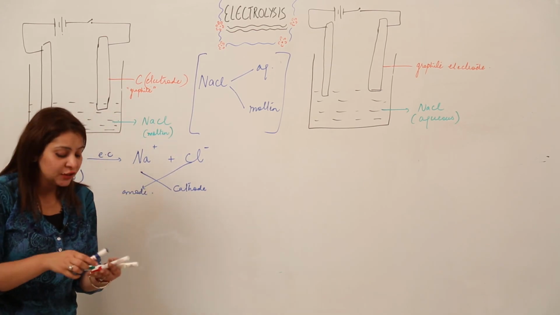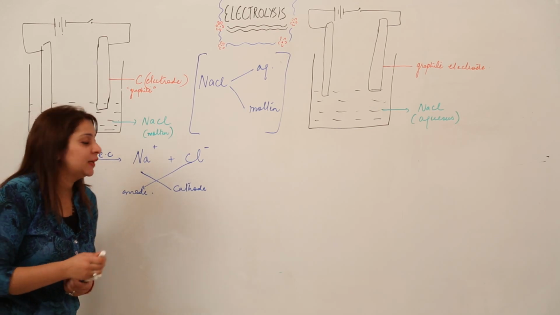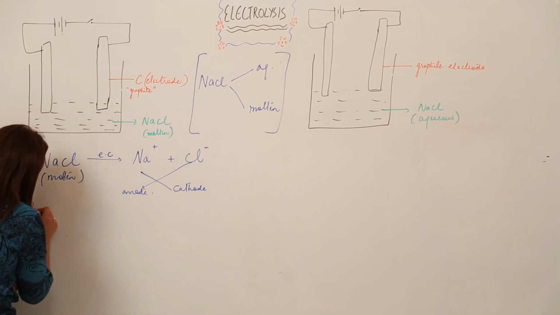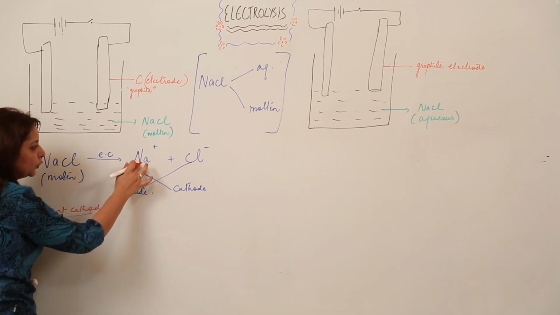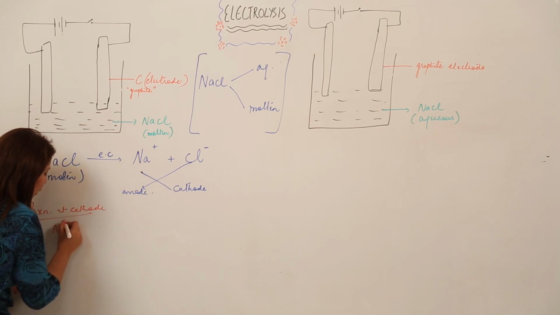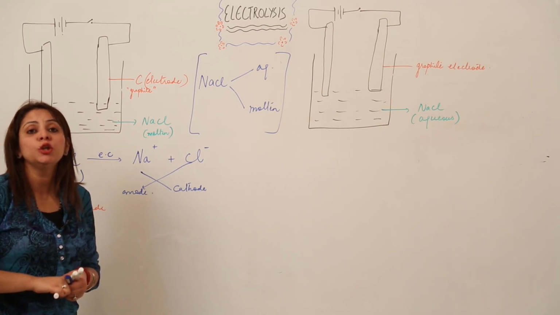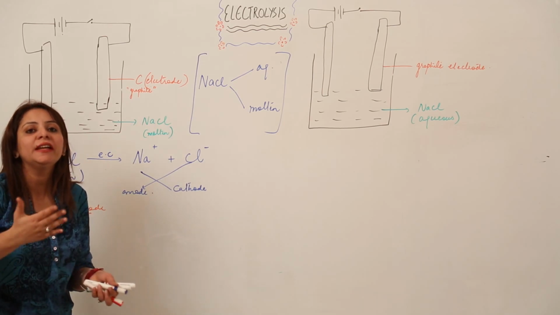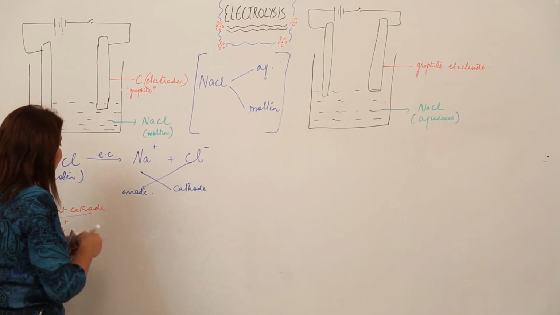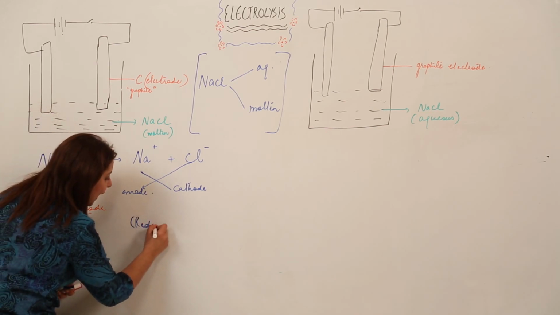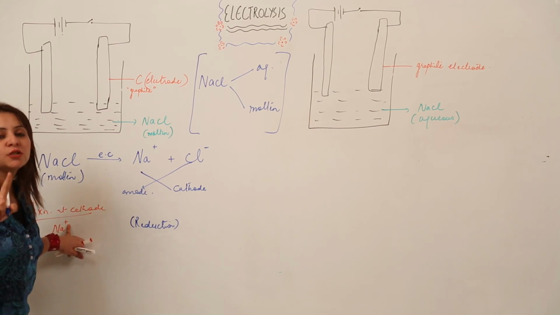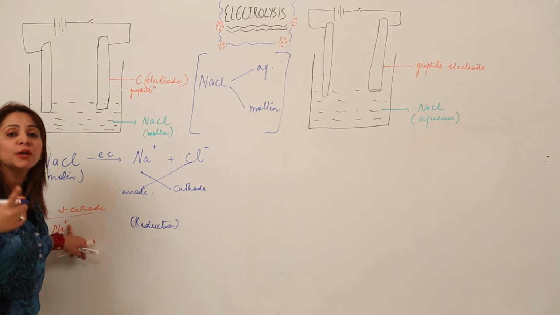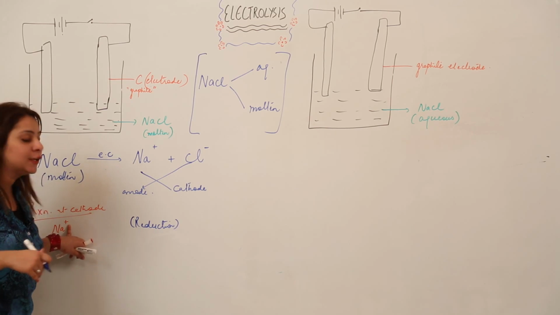And accordingly there will be a chemical reaction that will occur, like a reaction at the cathode. So who is going to move to the cathode? Na positive. Na positive means it has lost one electron. So what will it do? It will gain its electron, and you know that gaining of electron is called reduction, right? Because it has one positive charge, it has lost one electron, so it will now regain its one electron.